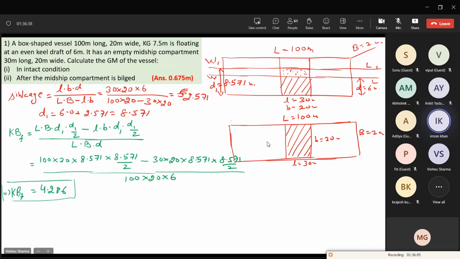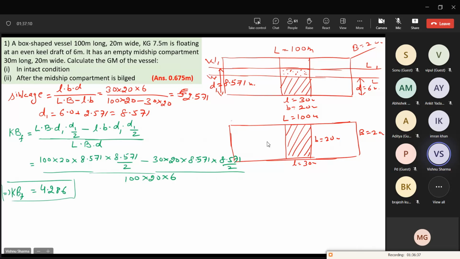Sir, I want to ask one question, sir. Yeah. Sir, I've already understood everything, but this division by length into breadth into this draft, the old draft. Why have you taken this old draft? This one I have not understood. Can you tell me, as per you, what should have been taken? As per the principle of moments, as per you, it should have been capital L capital B into D1 minus small l small b into D1. Correct, beta? Correct, sir. You do that, it will give you the same value.